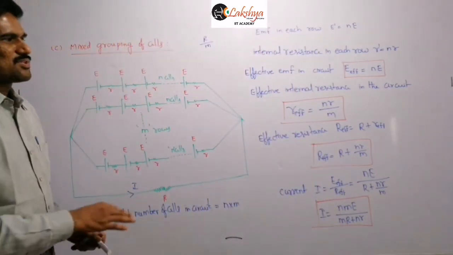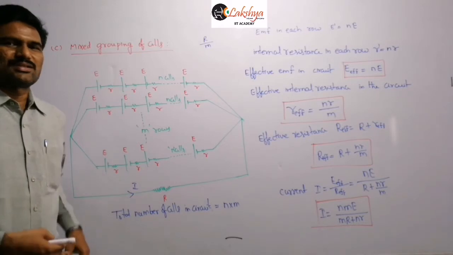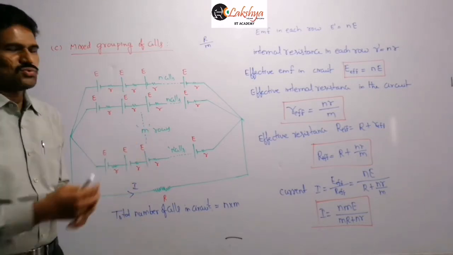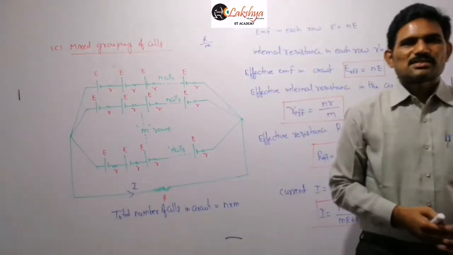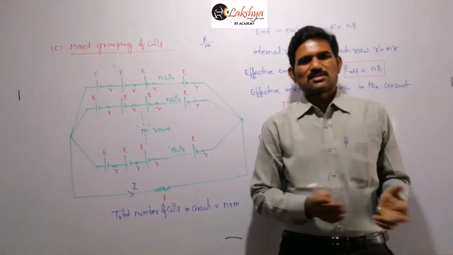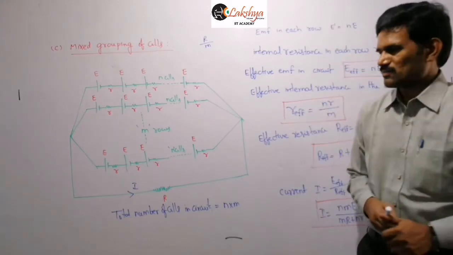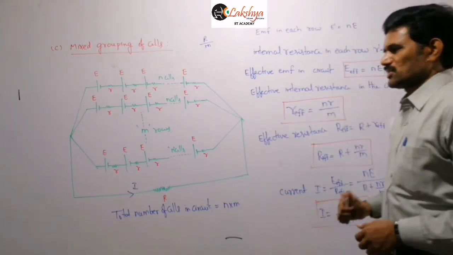So those are the expressions regarding this. That means nothing to remember here. Just by seeing the circuit, you can write those expressions easily, if you understand the series and parallel combination of the cells and the series and parallel combination of the resistors. So that is the total current in that circuit.